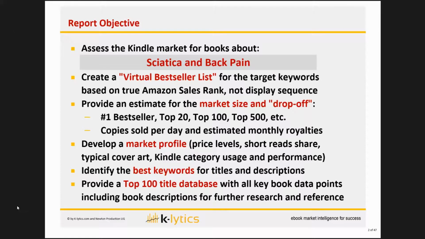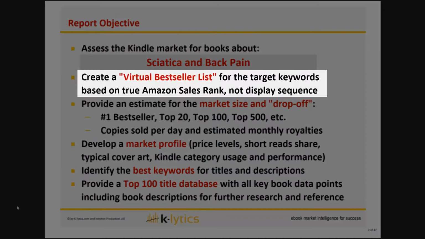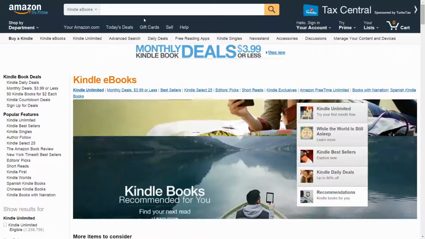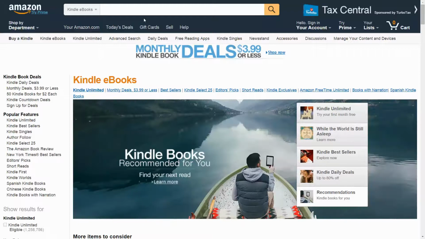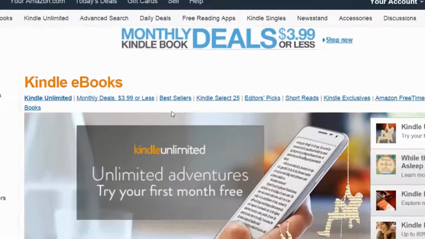And the way we do this in this tailor-made research project is by creating a virtual bestseller list for the target keywords based on true Amazon sales rank and not display sequence. Now, what do we mean with that and why is this important? Now, if you go on Amazon and research any book market for its potential, you're probably used to the approach of using the bestseller lists.